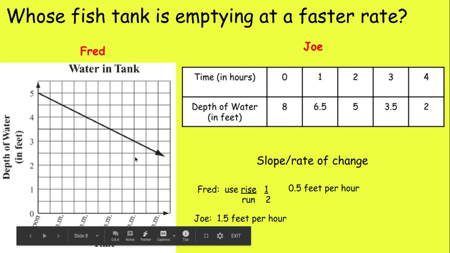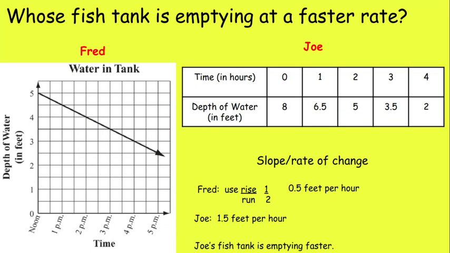So Fred's fish tank is losing water at a rate of 0.5 foot per hour, where Joe's is 1.5 feet per hour. So Joe's fish tank is emptying faster.